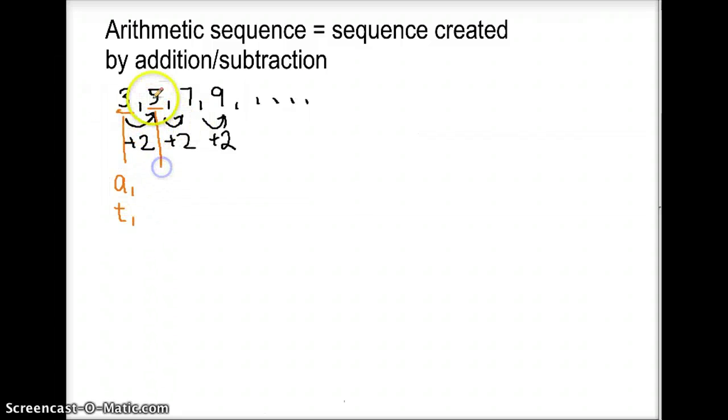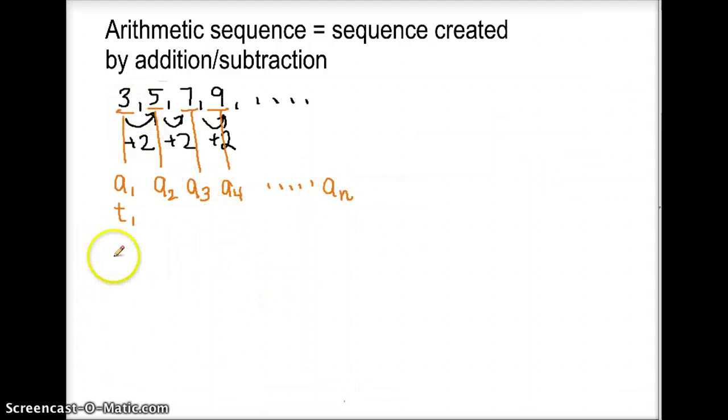So the second term of the sequence is going to be A2, the third term is going to be A3, and the next term is going to be A4. We want to keep going until we find the nth term, or AN. And N just indicates the position in the sequence. Okay, so what we want to try to find is a formula for this AN.